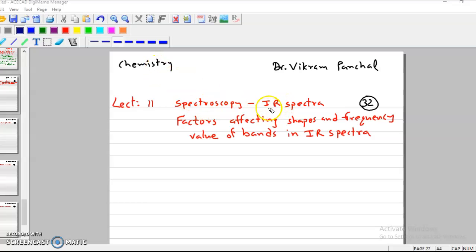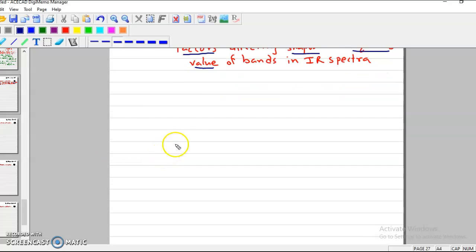In this series, this will be the lecture of IR spectra and this is lecture number 11. In this lecture, I will explain the factors affecting the shapes and frequency value of IR bands. Okay, so first of all, let us see the factors affecting shape of bands.